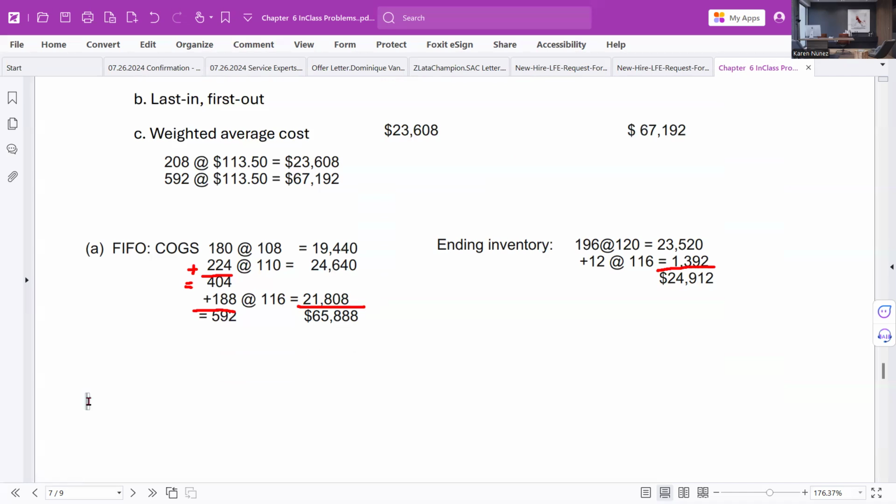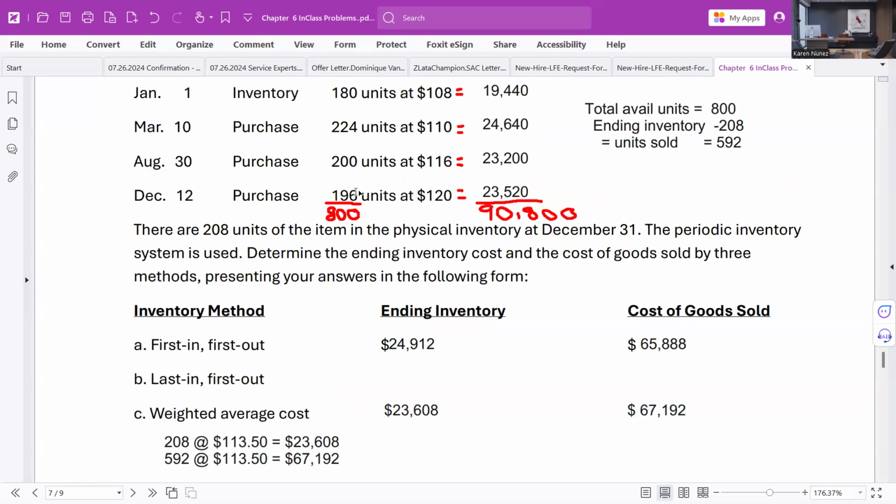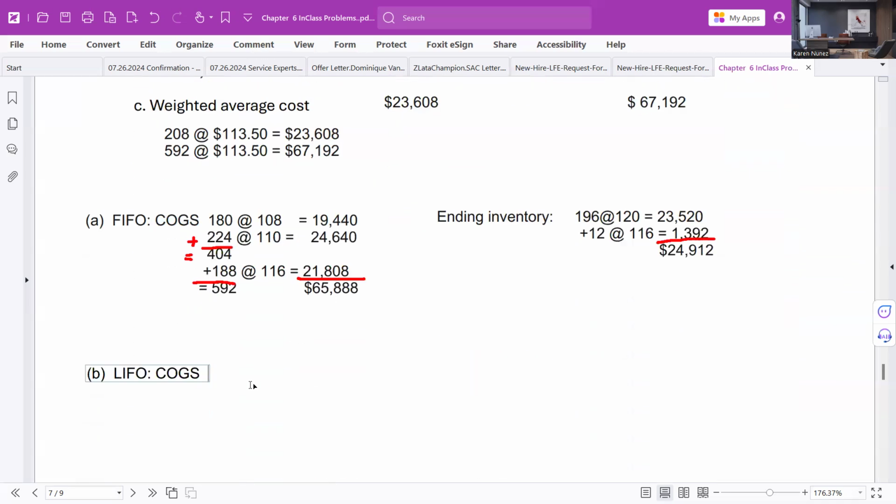Lastly, let's look at LIFO. We want to do the LIFO cost of goods sold. LIFO is last in, first out, so we're going to start at the bottom here. We sold 592 units, so we need 196 at 120 and 200 at 116. Let's just start with those so far.